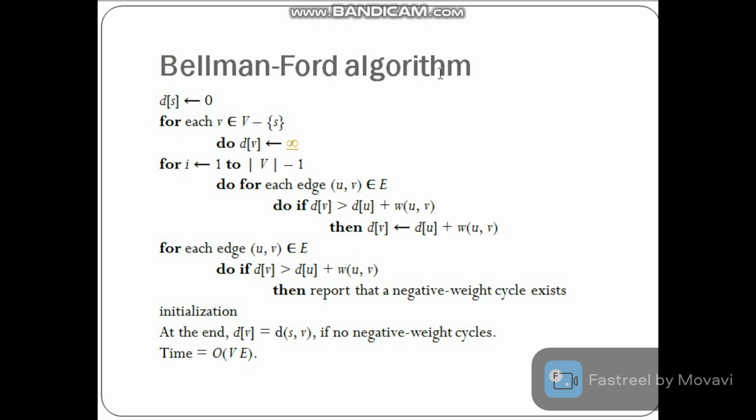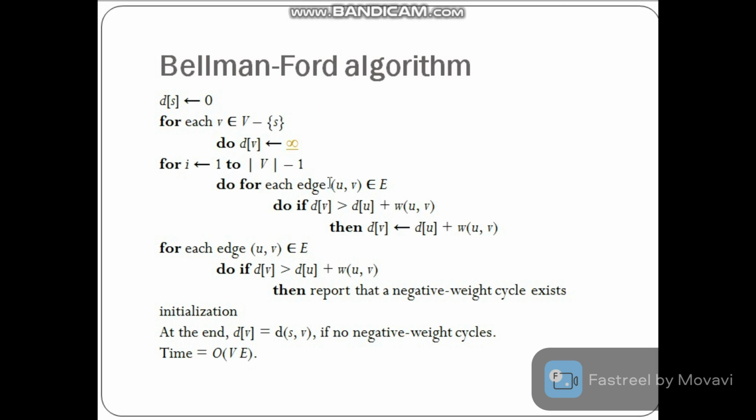So this is the Bellman-Ford algorithm. Initially, we have to set the distance of the source vertex from the source vertex as 0, and for all the remaining vertices except the source vertex, we have to set the distance of that particular vertex as infinity from the source vertex. If there are n vertices, then we have to follow the next step n minus 1 times. Here n is the number of vertices.